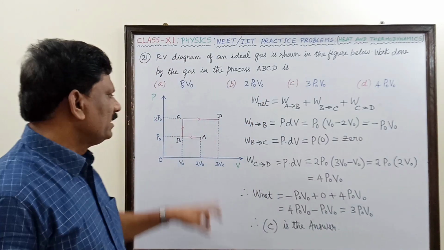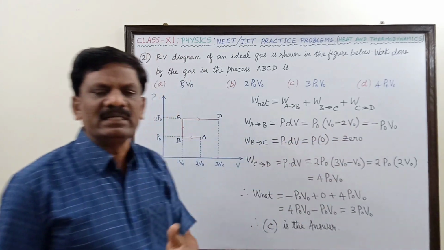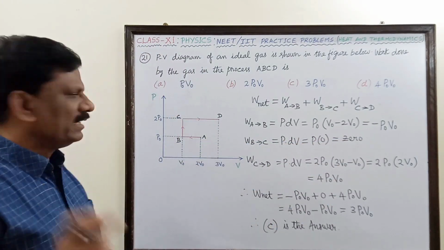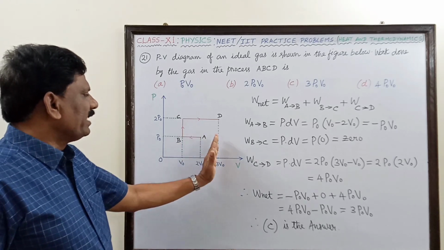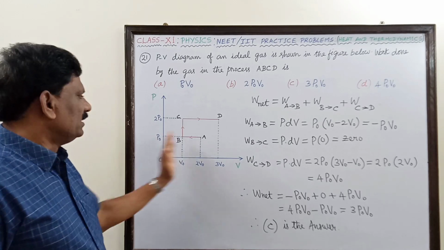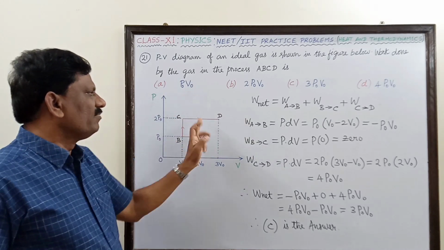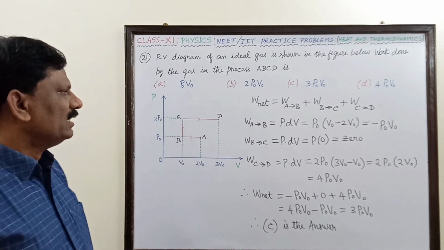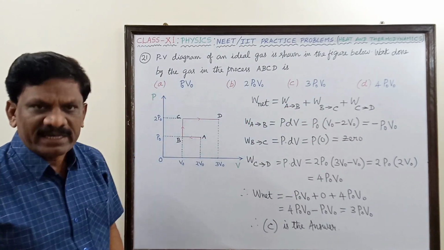And you can see here the work done from A to B we have got a negative value, isn't it? So always in the indicator diagram, from A to B, that is from right side to left side, the work done is negative. Then from left to right side, the work done is positive. These are some of the hints. So here we have found that 3 P0 V0 is the right answer.